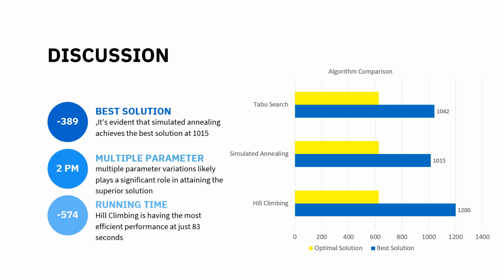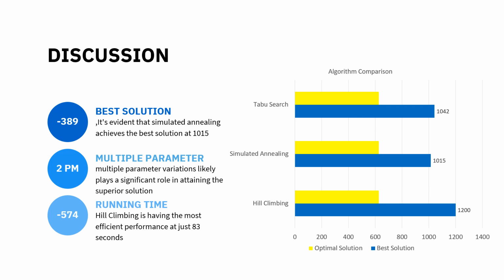But from the observations, I think that having multiple parameter variations likely plays a significant role in attaining the superior solutions of simulated annealing, because for the taboo search and hill climbing algorithms, I just play around with the iterations. But in simulated annealing, I'm playing around with the temperature and also the iterations. I think if we're able to get the best combination of temperature and iterations, the optimal result can be obtained.